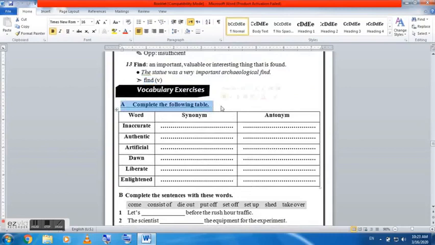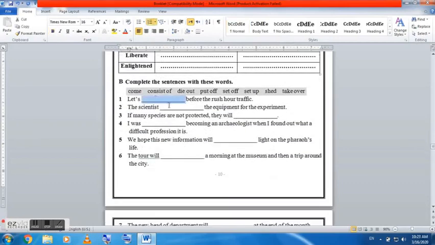We will start with vocabulary exercises on page 10. The first one, exercise A, is homework. We have the words inaccurate, which means not accurate. Authentic, which means original. Artificial, which means man-made. Dawn, the beginning of the day. And liberate, which means free. Enlightened, which means to highlight something or to make it clearer.